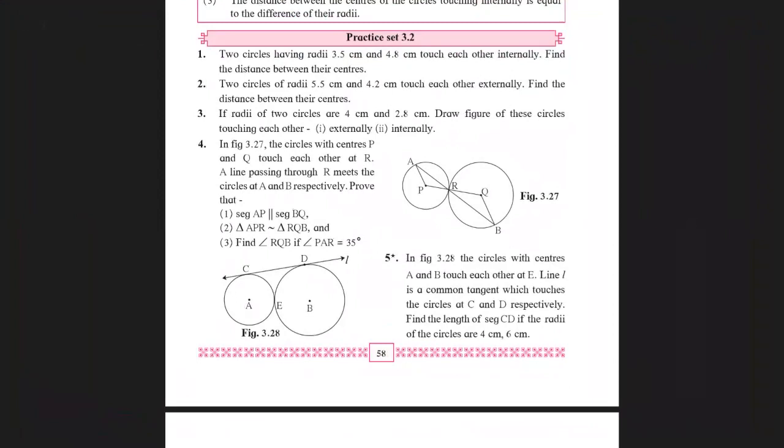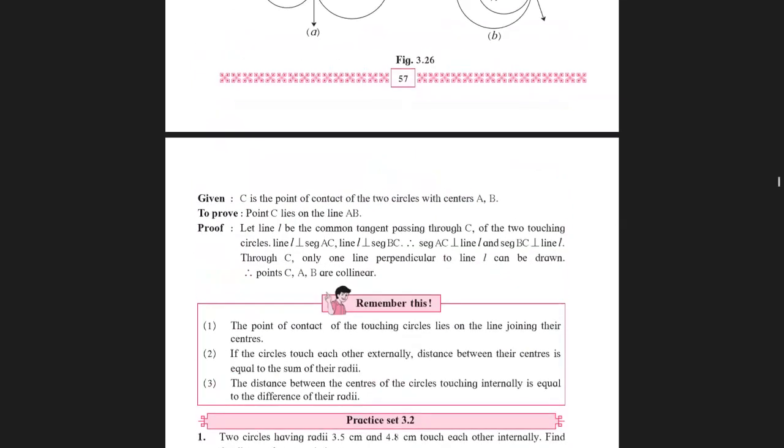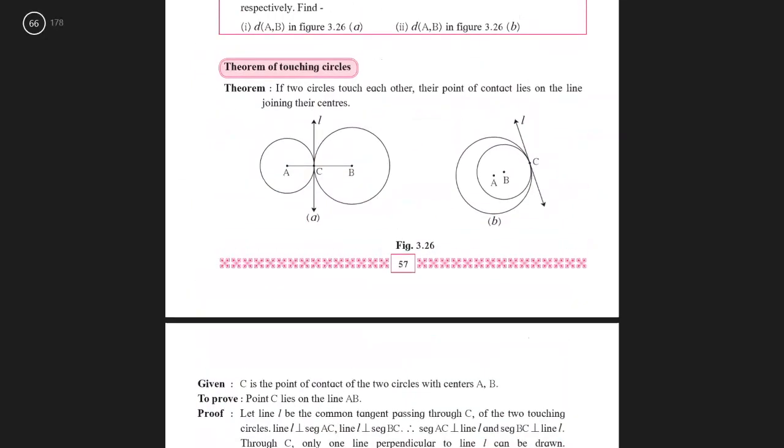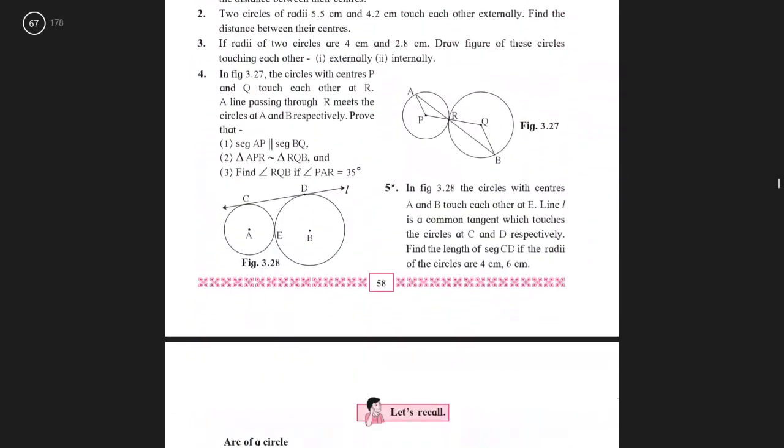If radii of two circles are 4 centimeter and 2.8 centimeter, draw a figure of these circles touching each other externally and internally. So you can do this. First, you will draw a circle with radius 4 centimeter. Then you will draw a circle with radius 2.8 centimeter in such a way that both of them touch externally as in figure 3.26a and internally as in figure 3.26b. Okay. So I think children that you can do it on your own.